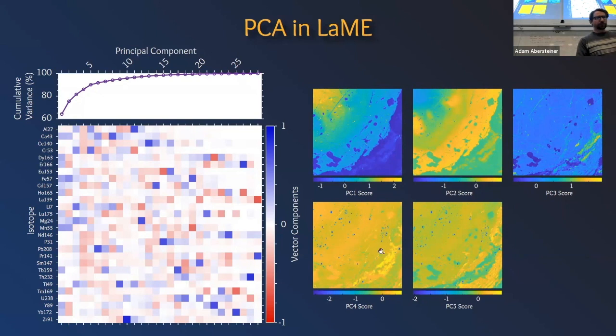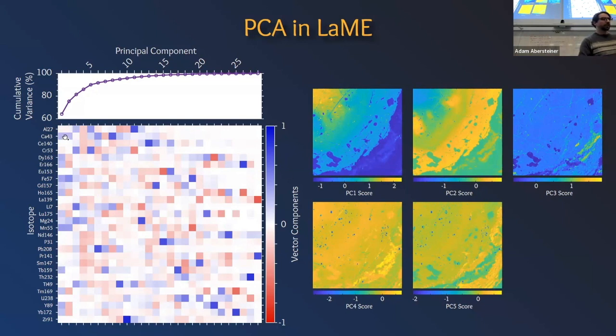If we look at what these elements are telling us, all of these elements here that have a color that's blue or red are telling us how important they are for defining that principal component. And what we find is that in the first principal component, it's mostly the majors that are associated with garnet, and it's the mid to heavy rare earths that you find in garnet. So that's telling us exactly what we see here.